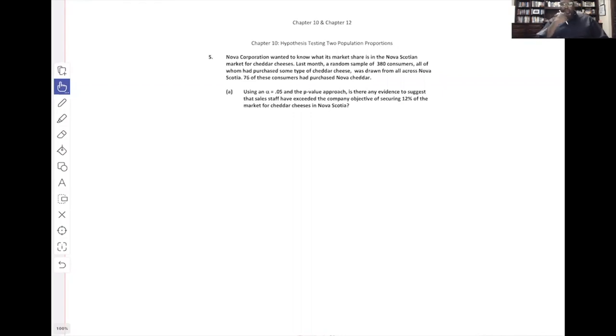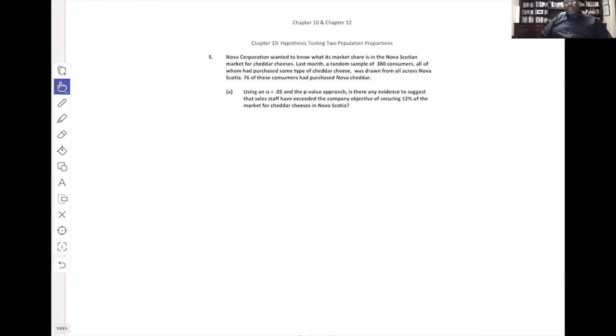So in other words, the company had set a market target of 12%, and it took a sample of 380 and found 76 of that 380 had purchased its cheddar. The question is, does that 76 represent a 12% or more market share? So that's what we want to actually figure out.